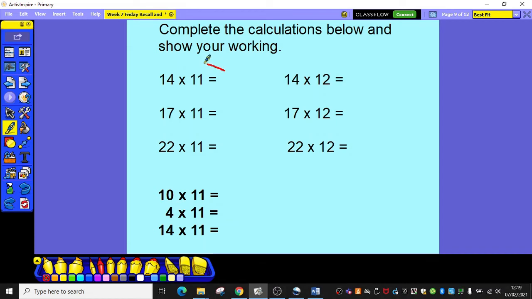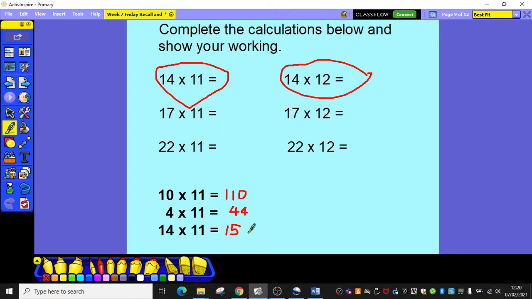What I'd like you to think about, anyone who's going to attempt that gold challenge today, is that if I know this, I can use it to help me work out this. Now, 14 times 11. There are different ways I can approach that. I could think, what's 12 times 11? Add 2 times 11 to that. Another way is to partition it into 10 times 11 and 4 times 11. 10 times 11, as we worked out earlier, is going to be 110. 4 times 11 is 44. So if I recombine those numbers, add them together, I get 154. Okay, so 14 multiplied by 11 is 154.